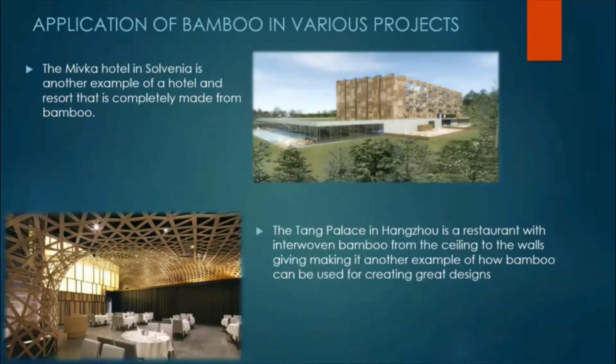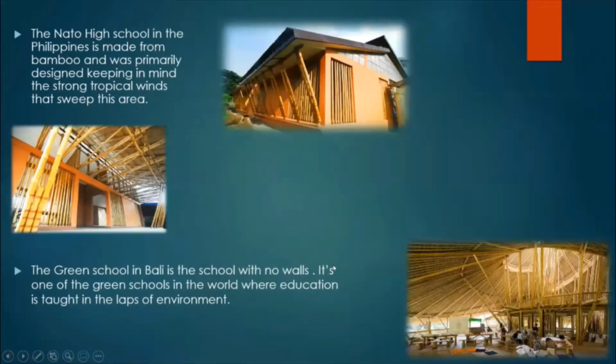Application of bamboo in various projects. These are some projects which are completely made out of bamboo. First one is a hotel, Milka Hotel in Slovenia, which is completely made from bamboo. Next one is a restaurant in Hangzhou, which contains interwoven bamboo from the ceiling to the walls. And next one is a school, NATO High School in the Philippines, which is made from bamboo and was primarily designed keeping in mind the strong tropical winds that sweep that area.